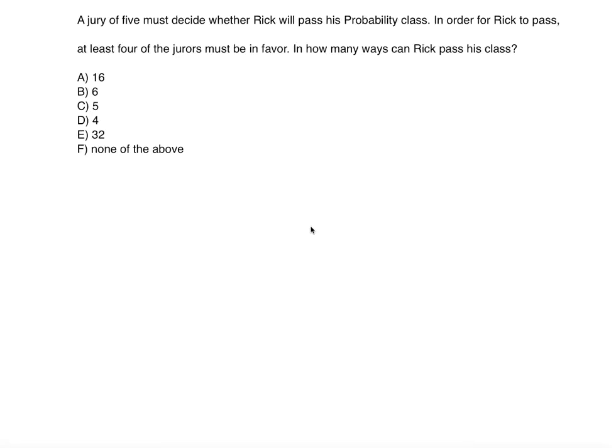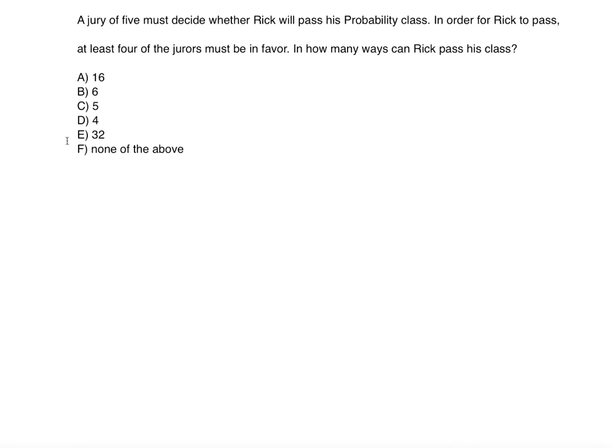Hello everyone, in this problem we're going to talk about how you're going to use combinations to answer a question. A jury of 5 must decide whether Rick will pass his probability class. In order for Rick to pass, at least 4 of the jurors must be in favor. In how many ways can Rick pass his class?